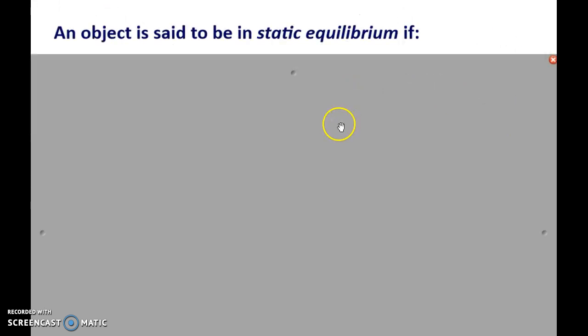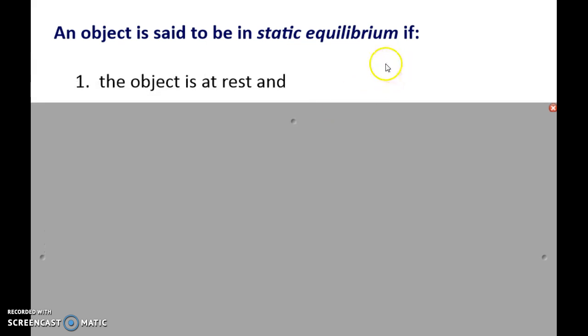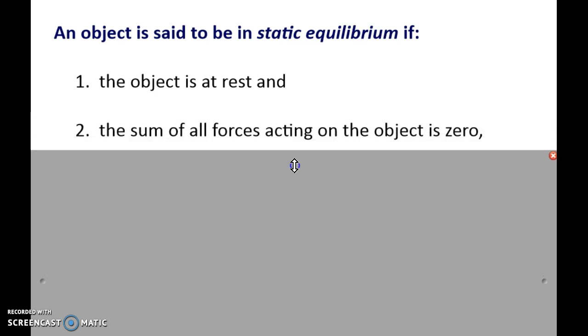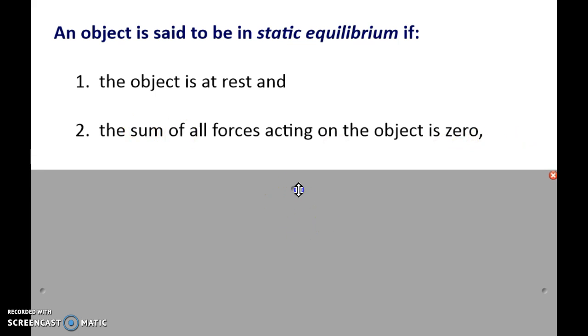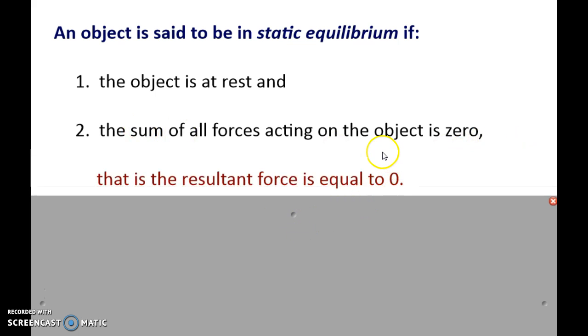Okay, next you're going to fill in what static equilibrium is. There are two parts to static equilibrium. The first part is that the object is at rest. In order for an object to be in static equilibrium, it has to be at rest, not moving. And the second part, which is really where the vectors come in, is that the sum of all the forces acting on the object is 0. No matter how many forces there are, you add them all up and that will equal 0. So what this really means is that the result force, Fr, will be equal to 0. We're going to use this type of information to do the next example.